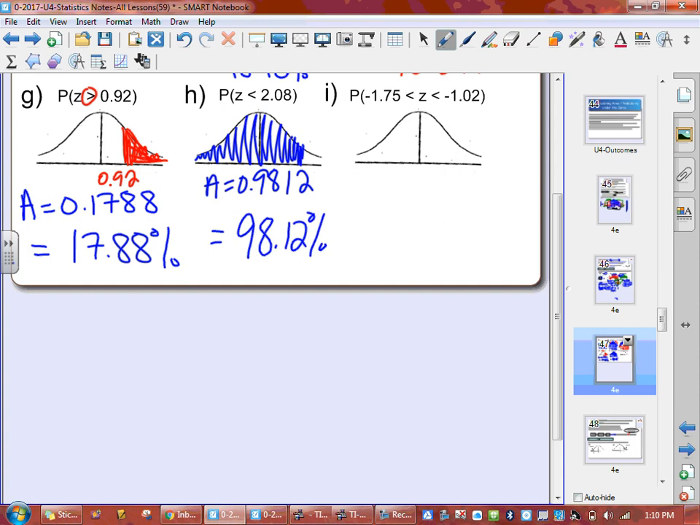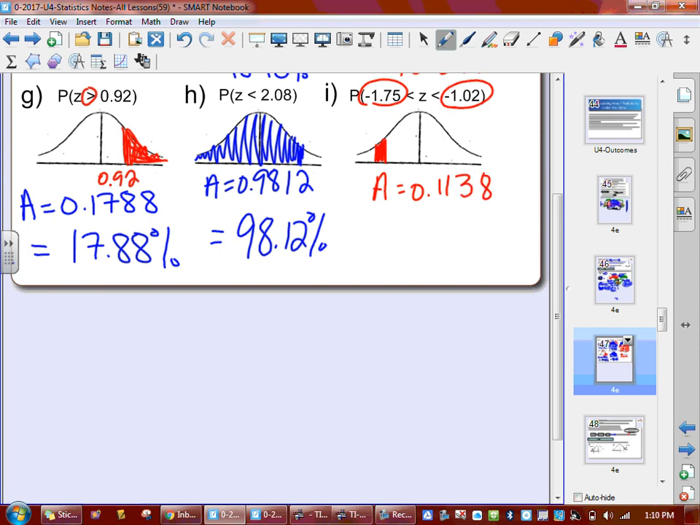Let's see what you got for letter I. It's a very tiny region. You're at negative 1.75 and negative 1.02. So it's a tiny region in there, just a little sliver. And the area you get is 0.1138, which is 11.38% of the data.